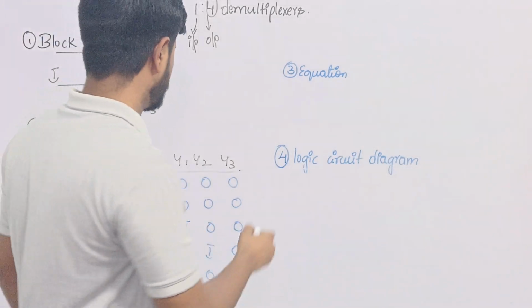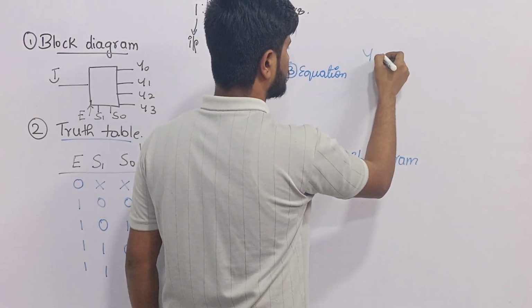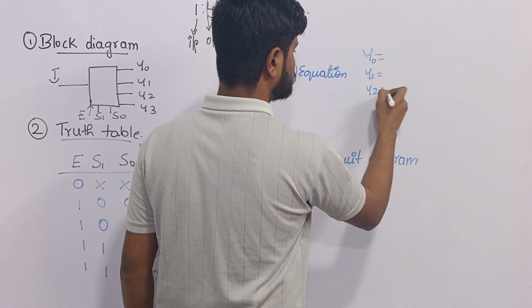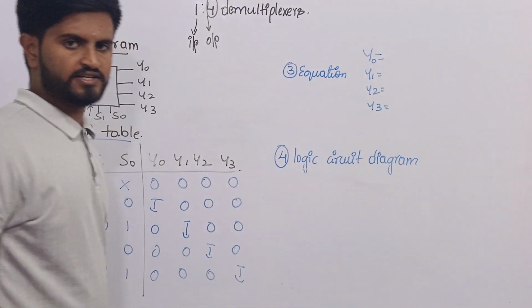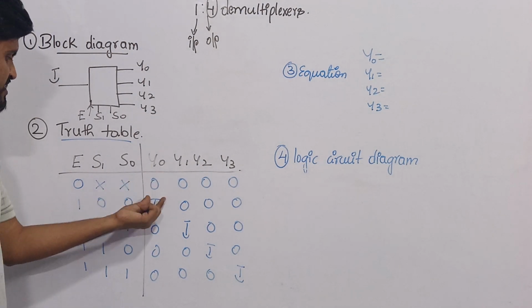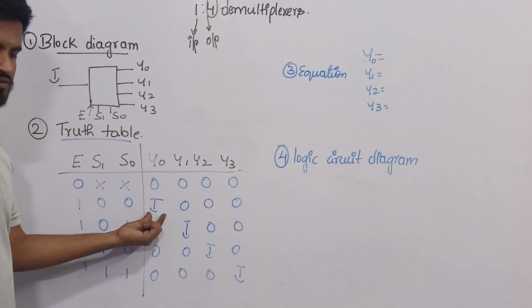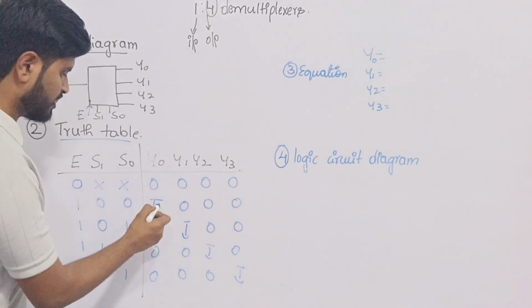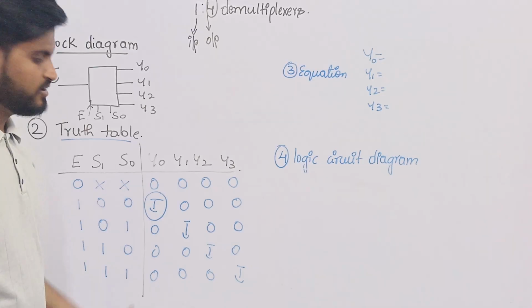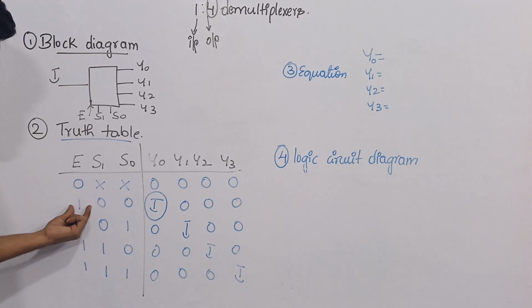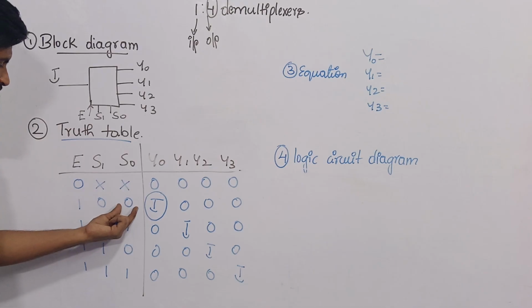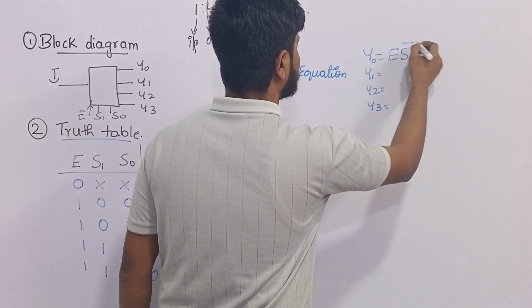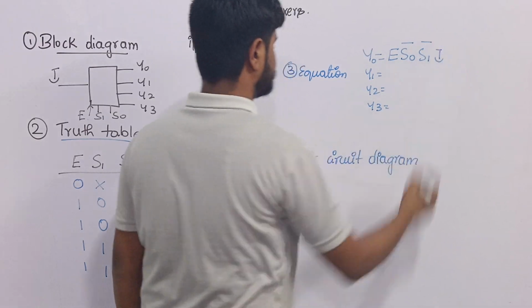Using this truth table, we want to write the equation for the output. So first one is Y0, next is Y1, Y2 and Y3. For all of them, let's write the equation. For Y0, see the Y0 column, where I is there. What is the value of E? E is 1, S1 is 0, S0 is 0 and I. So you can write that as E, S0 bar, S1 bar and I.